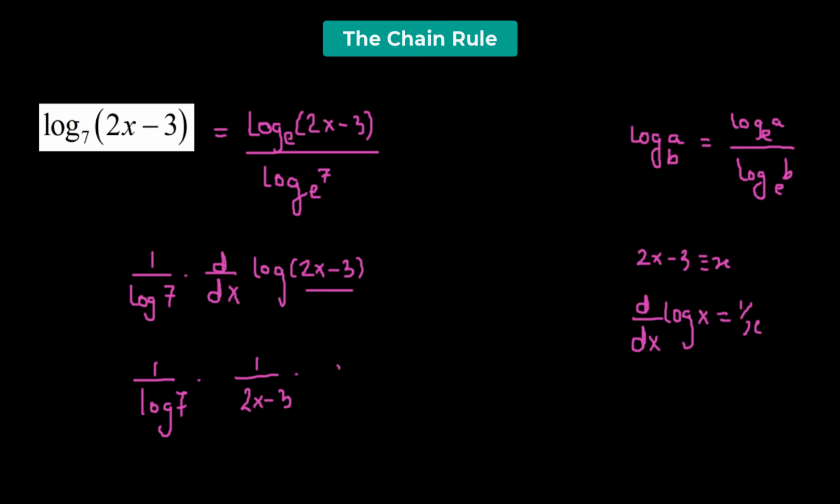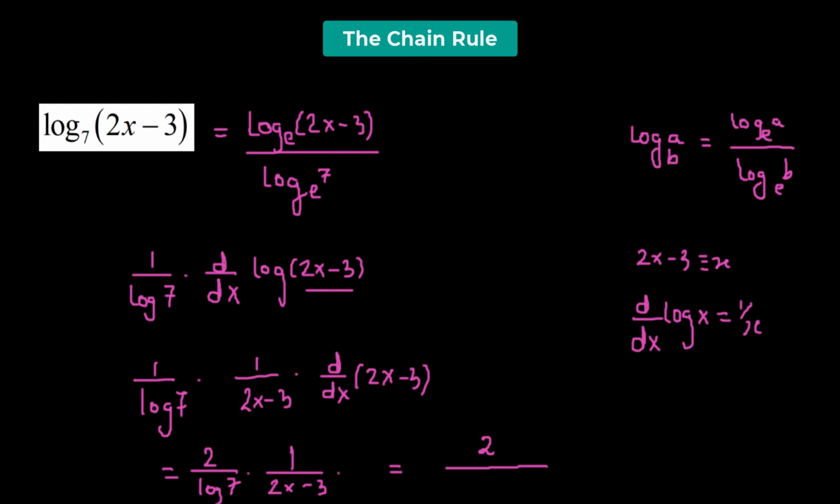Now we're going to multiply it by the derivative of our assumption, which is 2x minus 3. Now the derivative of 2x minus 3 is 2. So we have 2 over log of 7 multiplied by 1 over 2x minus 3. So this is the derivative. So let's write it down in a more simplified form. So we have 2 divided by 2x minus 3 times log of 7.